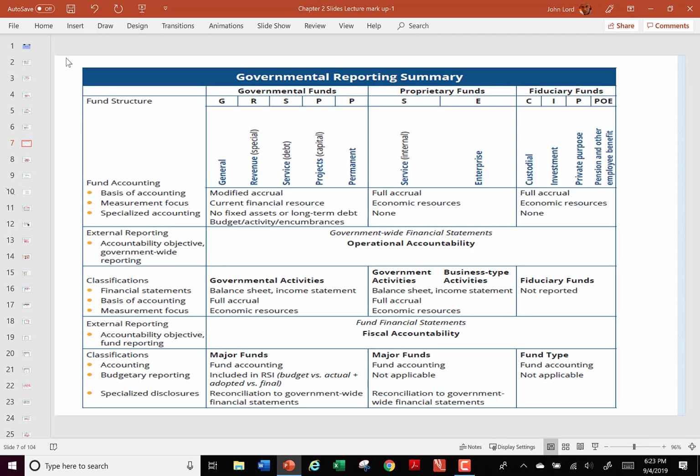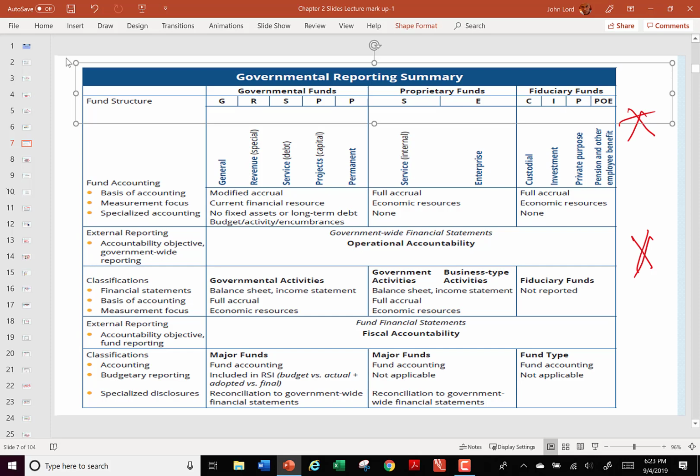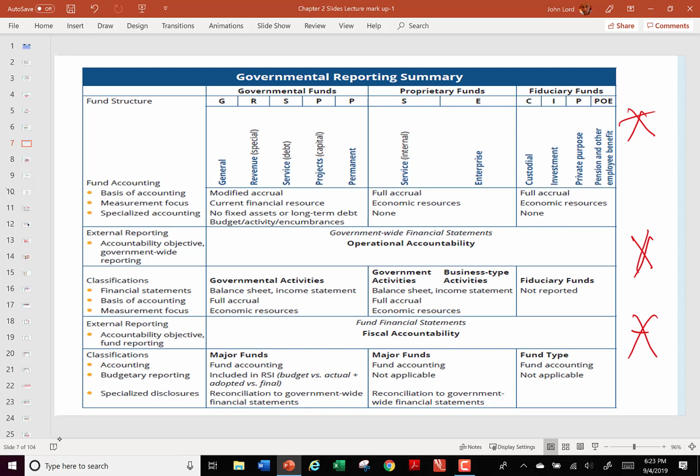Okay, and so I gave you this slide last time, and I think I put a bunch of stars on it so that we realize how important this slide is, because it really summarizes what we've seen on the last few slides, right? Okay, so we have our governmental funds, and our governmental funds are going to be our general fund, special revenue fund, debt service fund, capital project fund, permanent fund. You can remember that by remembering the mnemonic GRASP. That's pronounced GRASP, G-R-S-P-P.